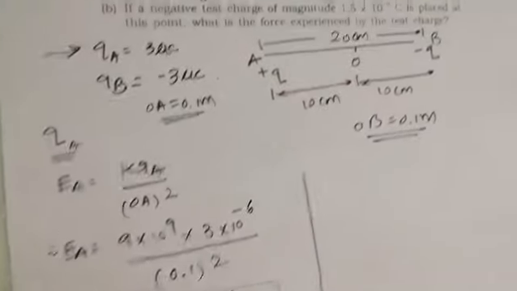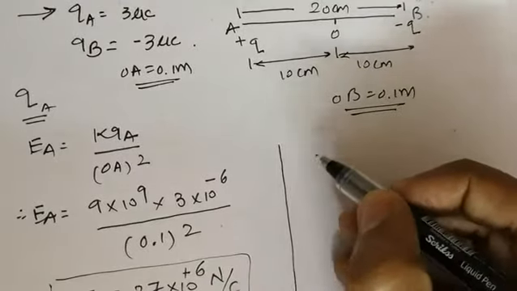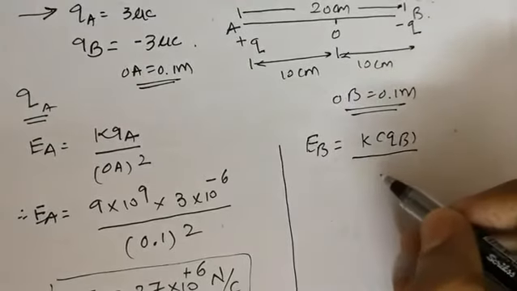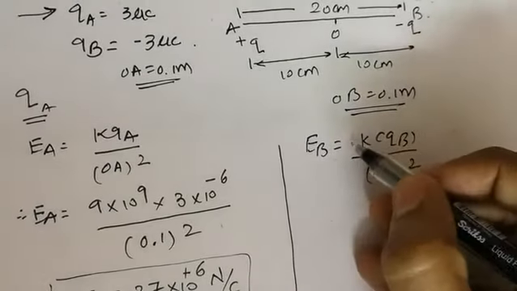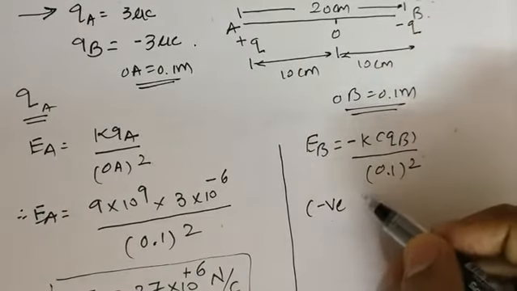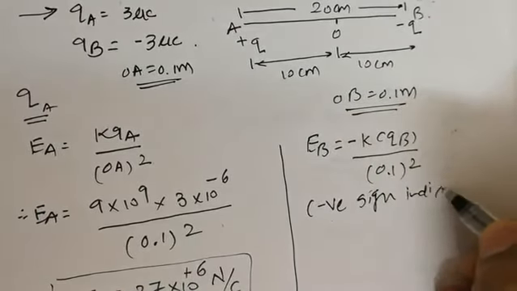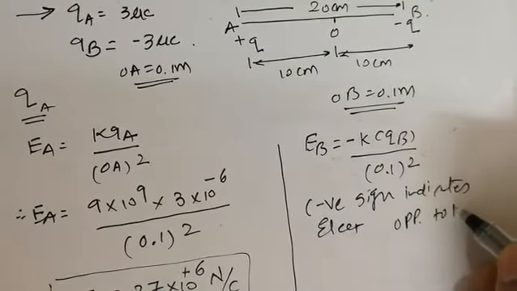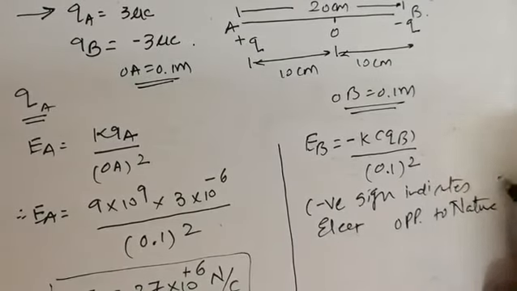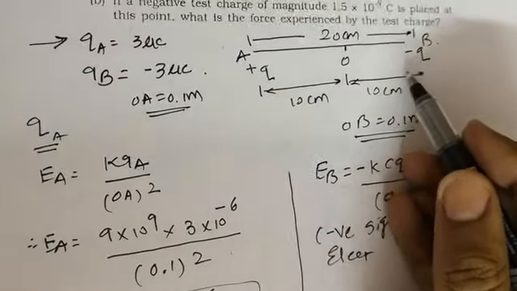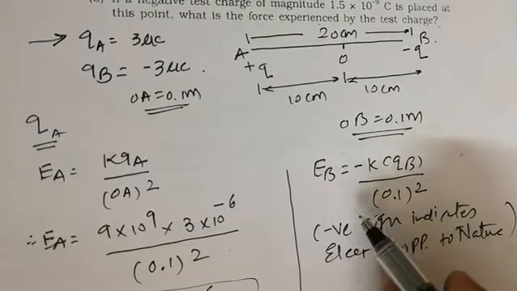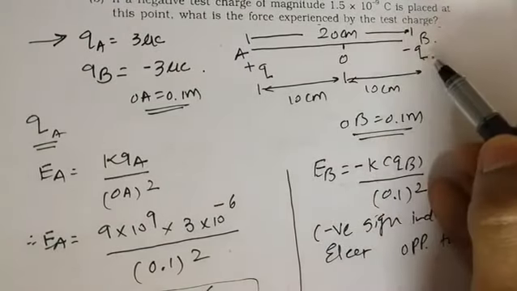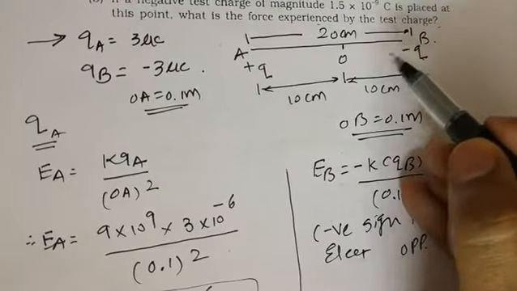Let's say I'm finding it out for the other one. It is for OB. We can have E of B, k QB over 0.1 square, and I am putting a negative sign. I am mentioning that the negative sign indicates the electric field is opposite in nature. Meaning for the dipole, electric field lines pass from positive to negative, that is why I am putting a negative sign. Or you can also use another concept, because the electric field toward the negative charge is going against the conventional direction.